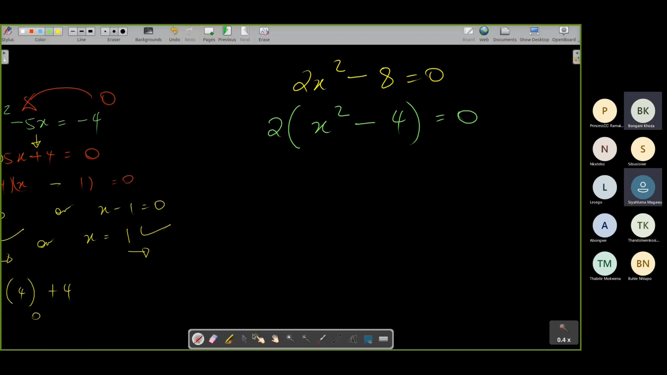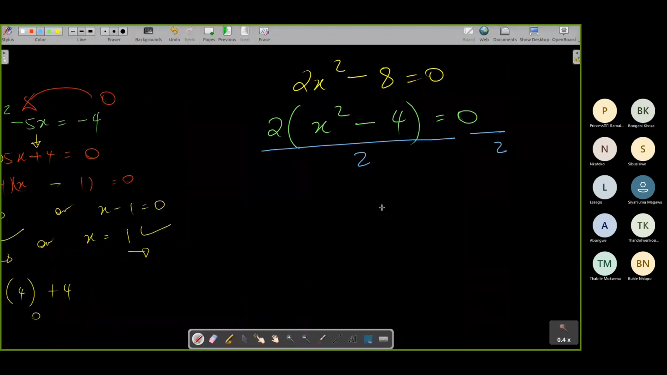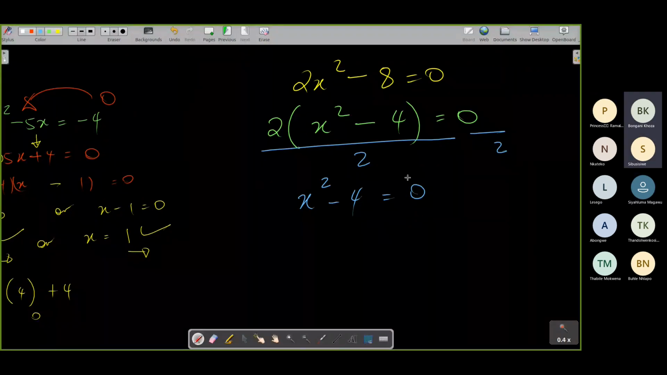Right, so here we are trying to solve for x. So we can divide by 2 on both sides. Are we okay? Yes, sir. So if we divide by 2, we are left with x squared minus 4 equals 0. This we only do if this guy is a number.